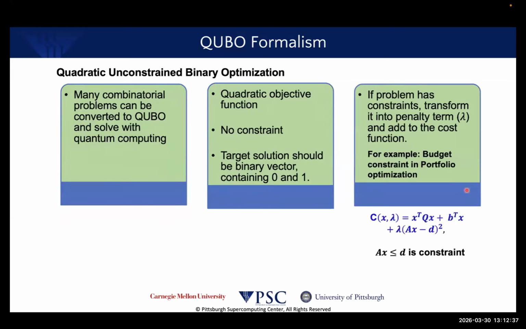And if we have a constraint, for example in portfolio optimization, we'll have some budget constraint, like we need to buy stocks and bonds within a certain budget, so that constraint will act on the problem. Then we can transform it into a penalty term and add it to the cost function to make a new cost function we can work with. Here the first two terms are the classical quadratic objective function, like a normal objective function, and the third term is the constraint, penalizing violation of this constraint. Lambda is the penalty constant.